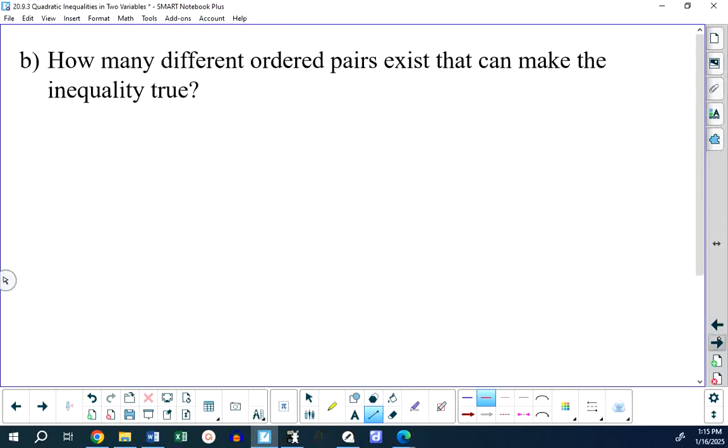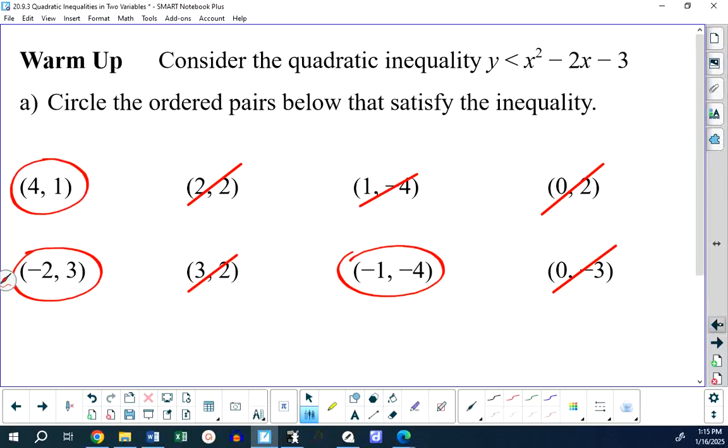How many different ordered pairs exist that make the inequality true? Well, there will still be an infinite number. And I can demonstrate that to you by picking on one of these points. Let's go with 4, 1. When we put 4 in for x, we get a number that 1 is less than. That means this would be a solution, because the number that we get when we put 4 in is still going to be a number that y will be less than.